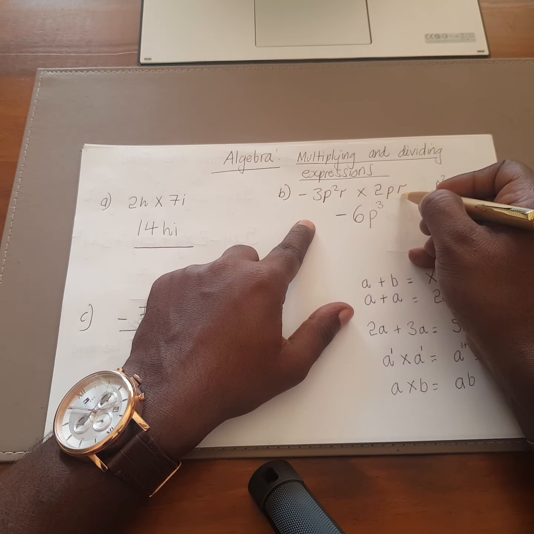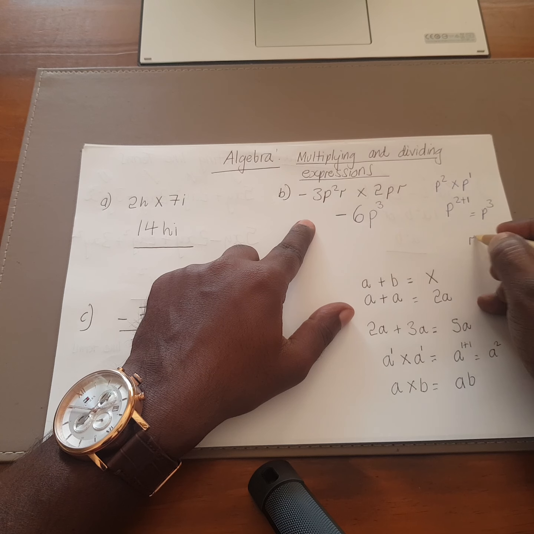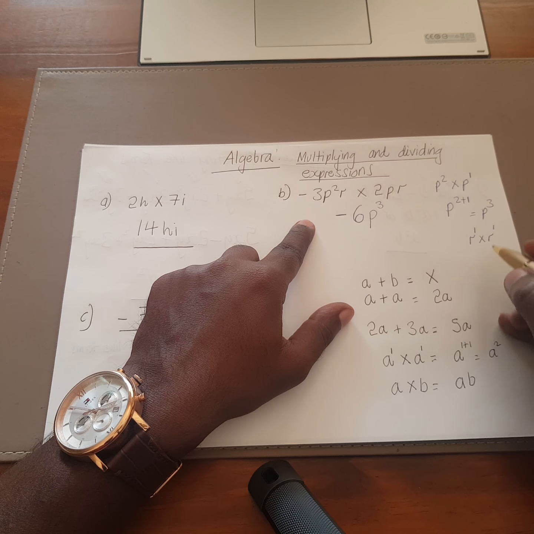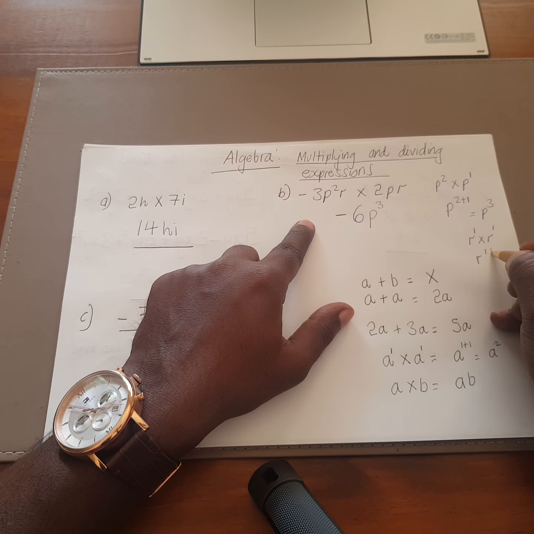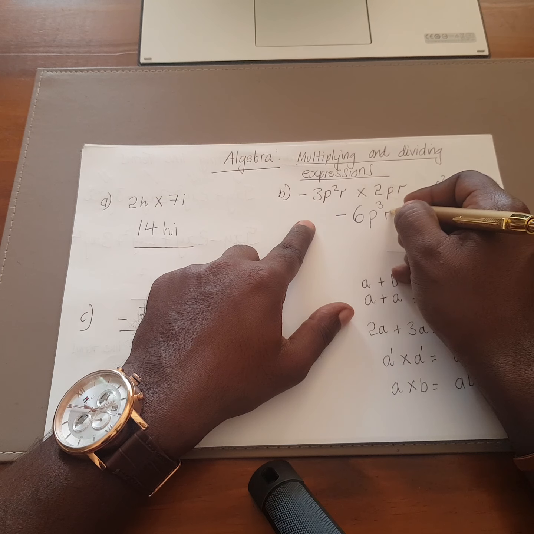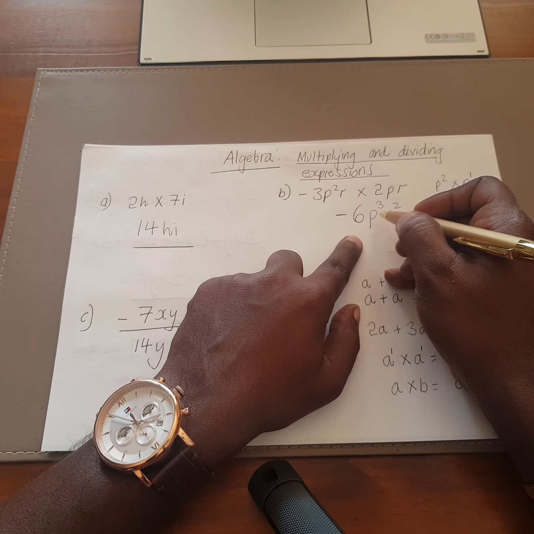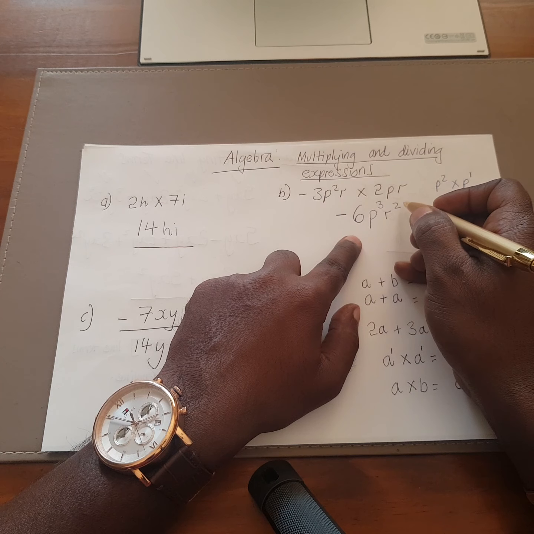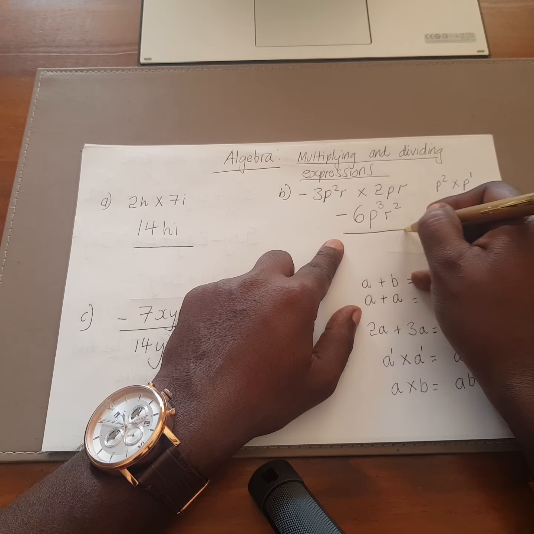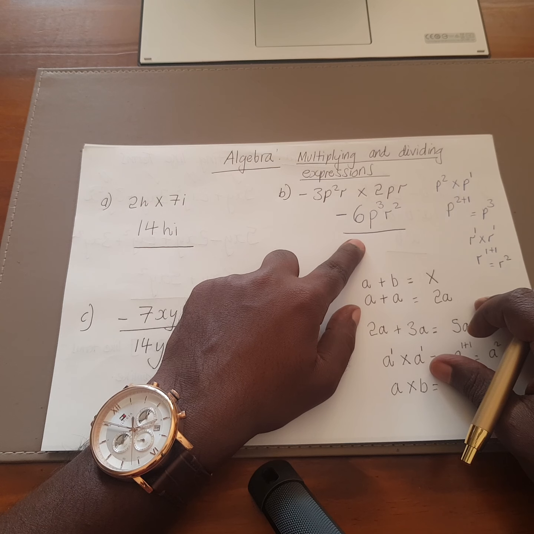You've got r times r. There are no powers, so it's r to the 1 times r to the 1. Therefore, that's r to the power 1 plus 1, which is r squared. So the answer eventually becomes negative 6 p cubed r squared. I can't simplify that further, so we'll leave my answer like that.